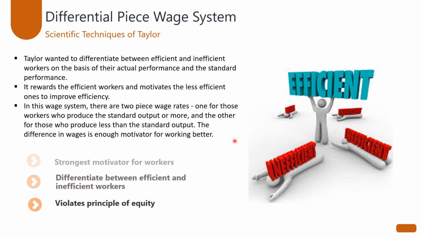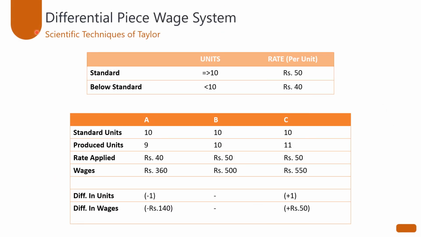How is this done? Let us explain this through an example. So here is the example. In a certain organization, the standard unit to be produced by a worker is 10. He can also produce more than 10 units. The rate he will get after producing 10 or more units is rupees 50 per unit. If he is not able to produce these 10 units, the rate he will get per unit is rupees 40.